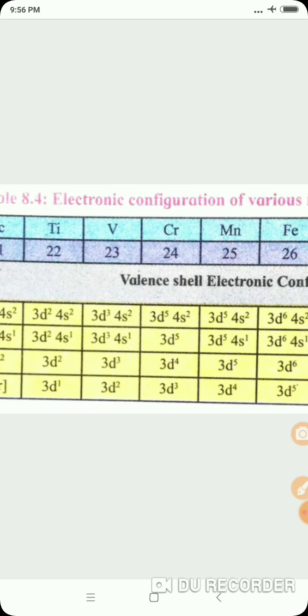Now we see table number 8.4. This is table 8.4, showing the electronic configuration of various ions of the 3d elements. We already saw that when there is a loss of one electron, the metal atom gets converted into an M+ ion. When there is a loss of two electrons from the 4s orbital, it gets converted into an M2+ ion.